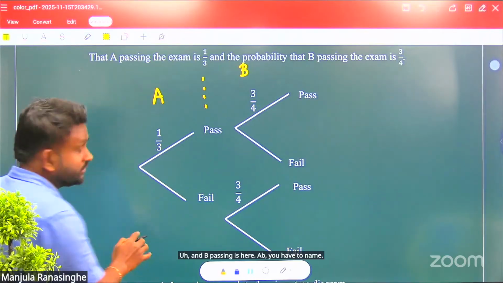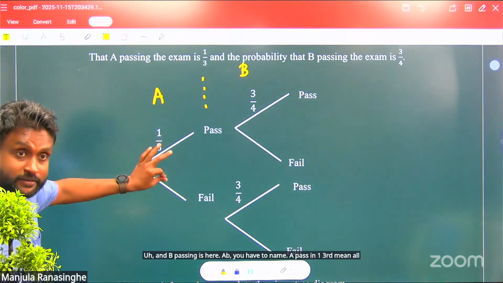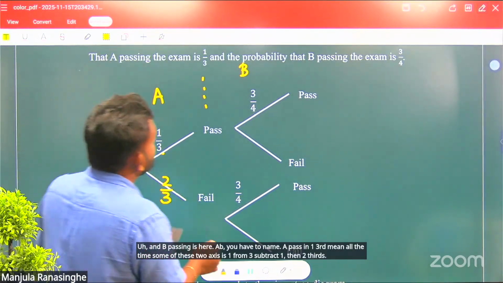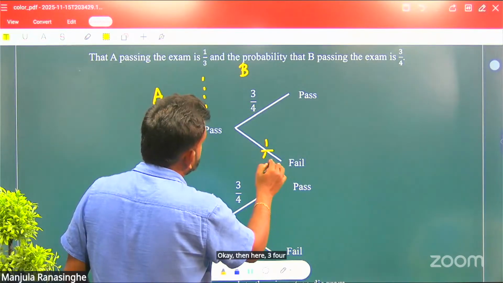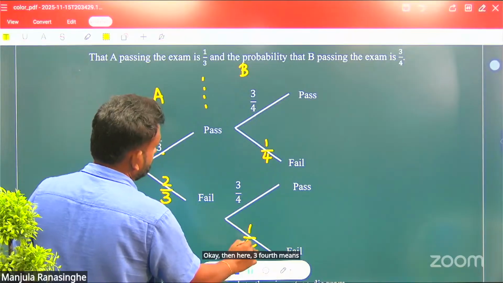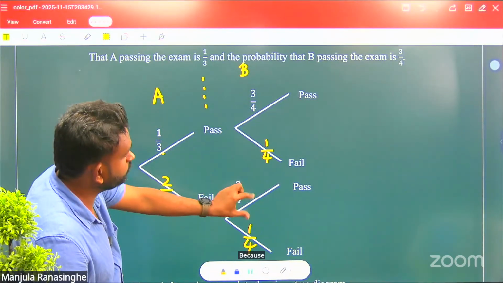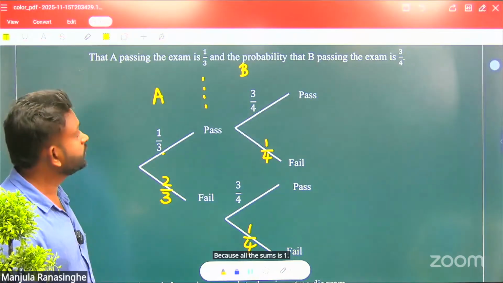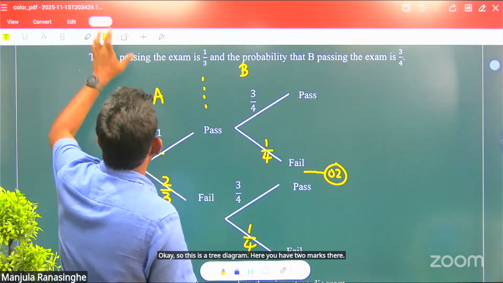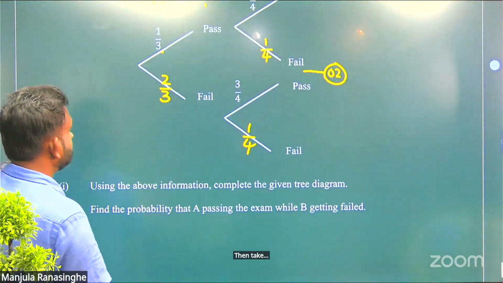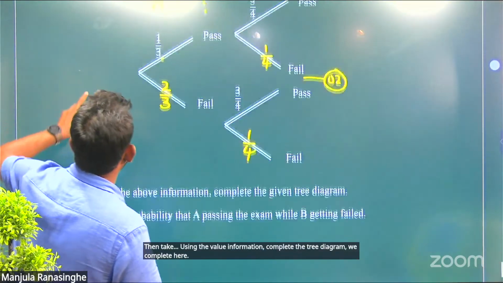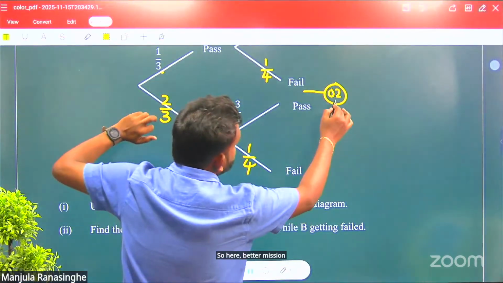A passing is 1/3, meaning the sum of these two branches is always 1. From 3 subtract 1, then 2/3. Then here 3/4 means here 1/4. No problem, because all the sums are 1. Here 2 branches. So this is a tree diagram. Here you have 2 marks. Then using the above information, complete the tree diagram. We complete it here. So better mention 3 marks there for the tree diagram.